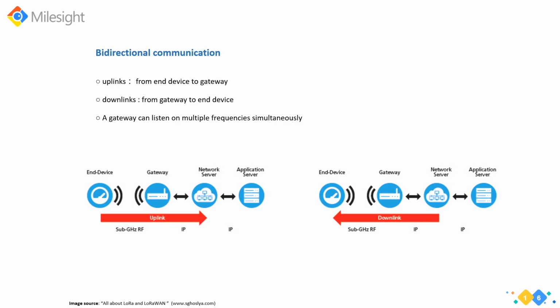Additionally, if the network server sends a message back, either for network management or on behalf of the application server, through the gateway to the end devices, this process we call downlink. So it is very important to be mindful here to understand what is uplink and downlink. And the gateway can listen to multiple frequencies simultaneously, in every spreading factor at each frequency. This allows the gateway to handle multiple devices at the same time with bidirectional communication.